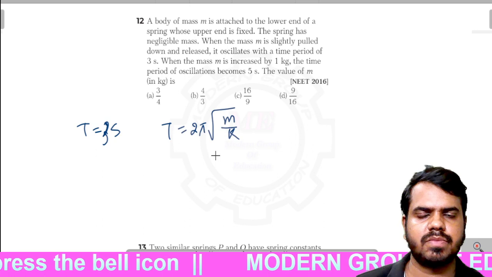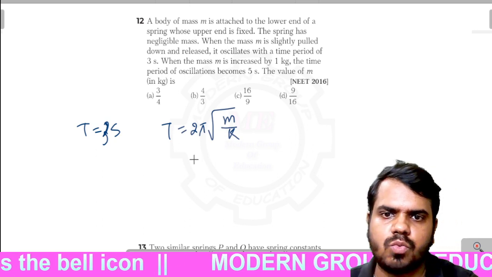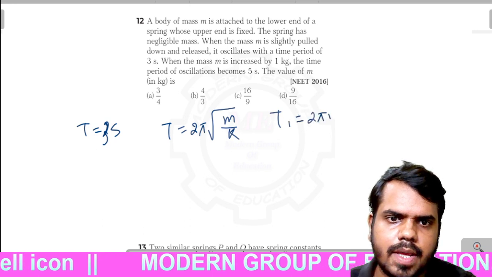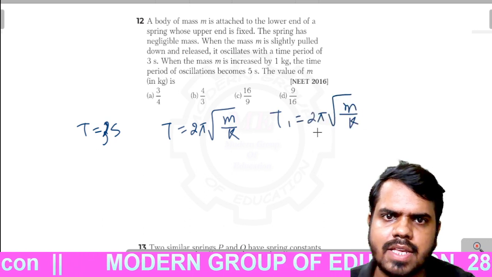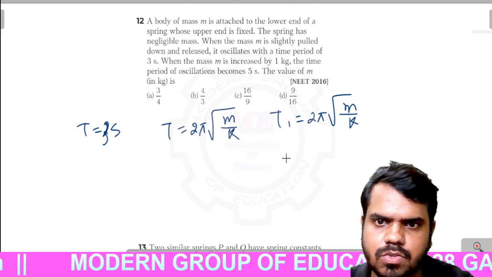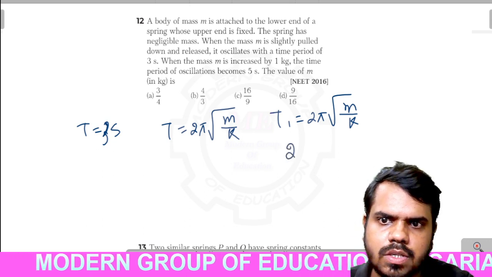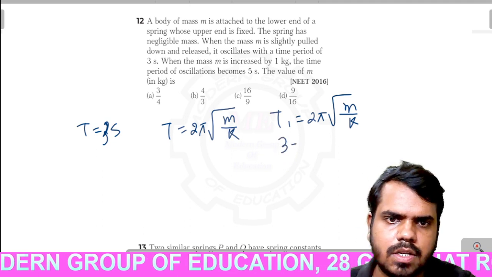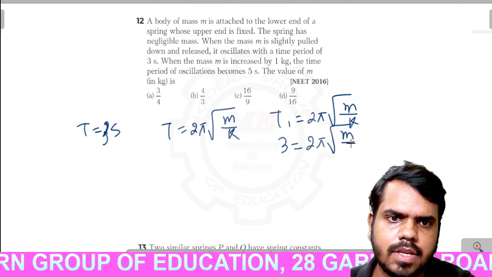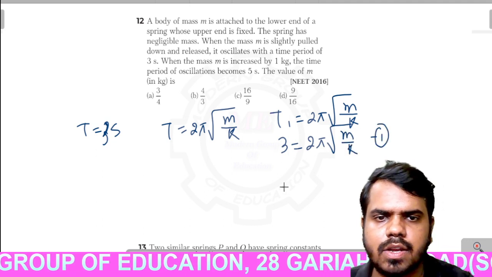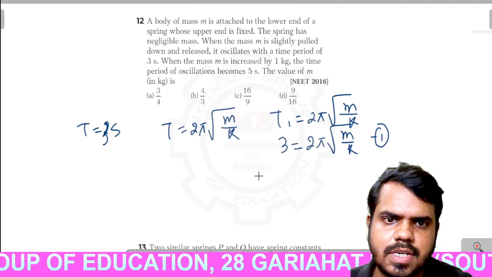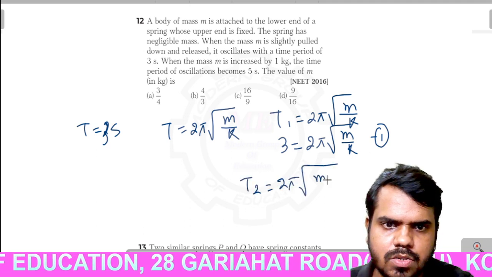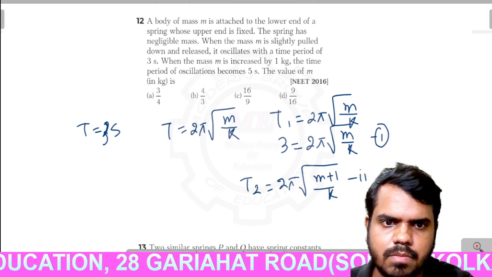The time period formula for a spring is 2 pi root over m by k. Please go and watch the previous videos. For the first equation, T1 is 3, so 3 is equal to 2 pi root over m by k. This is equation number 1. In equation number 2, the mass is increased by 1 kg, so T2 is equal to 2 pi root over m plus 1 by k. This is equation number 2.